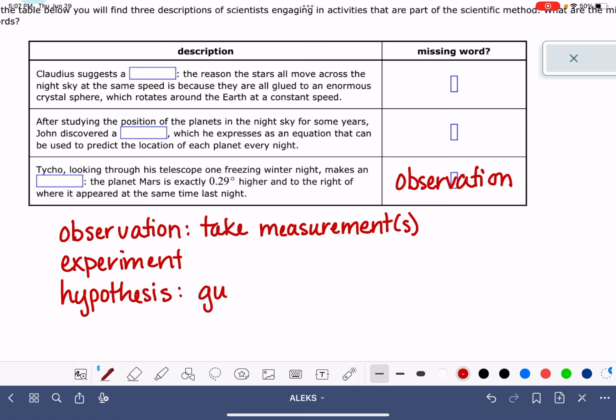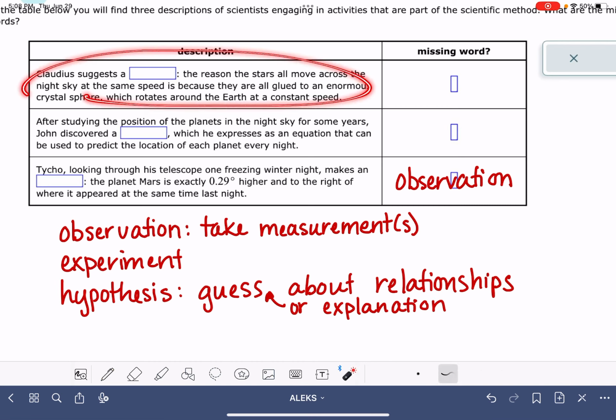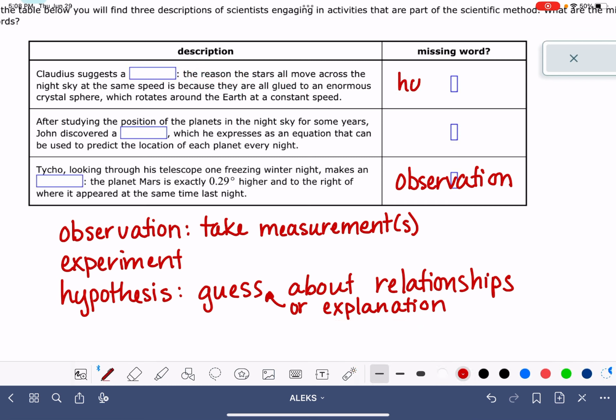It's a guess typically about a relationship or relationships between situations. It could also be an explanation. And I think that this situation up here is a hypothesis. This person suggests a hypothesis, I think, if I'm filling it in correctly, and then it's talking about an explanation, the reason that something is happening. So I think that this is a hypothesis.